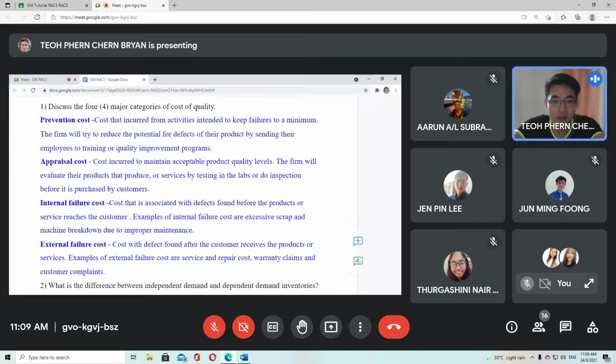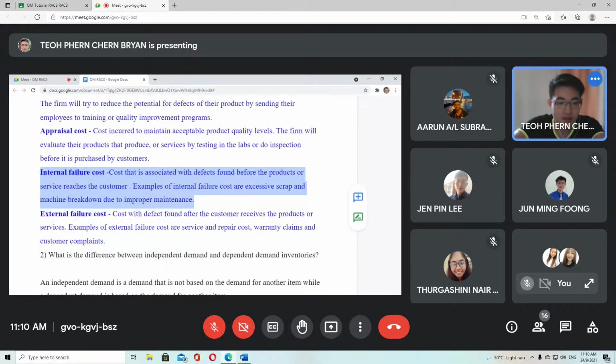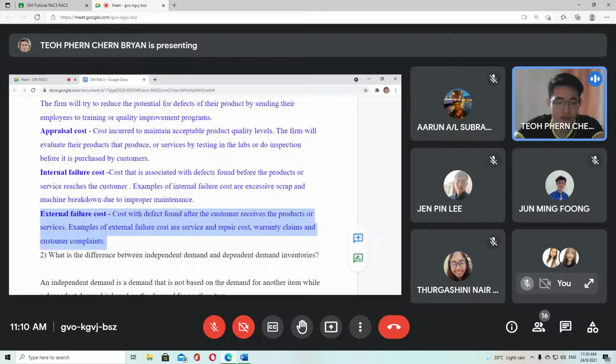So four major categories. Number one is prevention. The last two, internal and external failure costs, are after. After a quality problem has occurred, this is what you need to do. Internal is before you give customers, something is wrong, you need to repair. External is you already gave the customers, the customer complains or brings it back, then you need to replace, you need to refund.